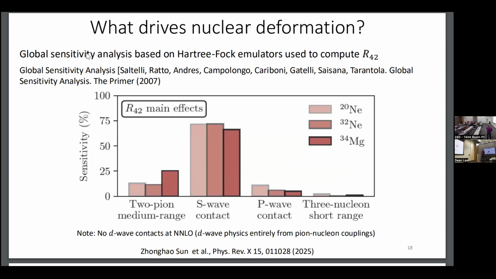Good. And then this is our executive summary, our highlight. What are the main effects? What are the main low energy coefficients in chiral interactions that correlate with the R42 ratio? And it is S-wave contact. It's short range physics. That's why I had to say, well, you see three nucleon forces, not really on deformation, of course, on saturation and things like that, but for deformation, it's very small, but the S-wave contact is really the driving force here. Pion exchange just a little bit.